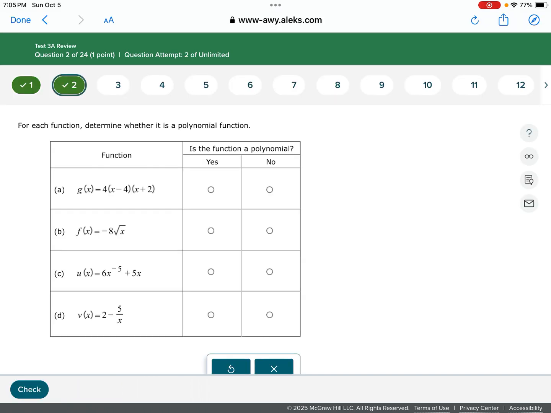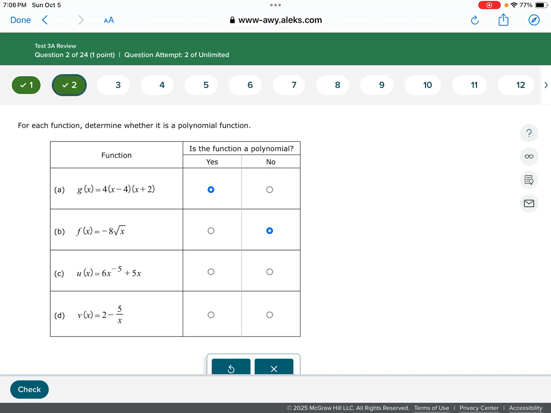Try another. There we go. For A, we have 4 times x minus 4 times x plus 2. Now this is in factored form, but if we multiply it out, it will be in standard form. So this is a yes. There's no problems with this right here, even if it's factored. For B, that's a no. The x is under the square root. That does make it not a polynomial.